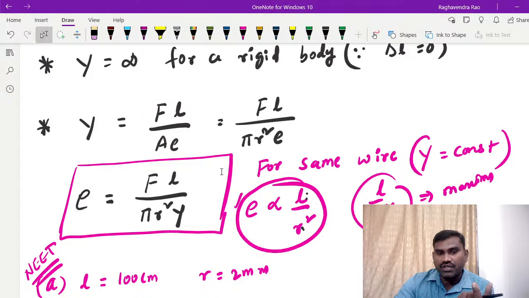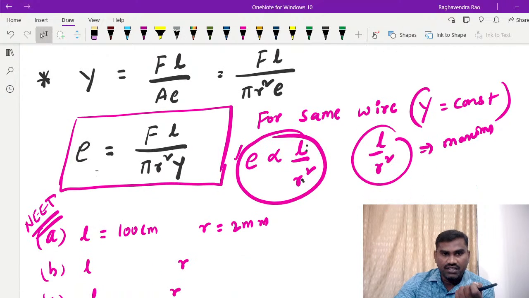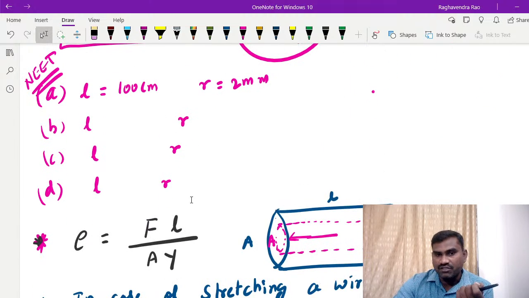So now we are going to discuss, with respect to elongation, how elongation changes in the case of different materials. Now in the place of area of cross section we can take, if it is circular area of cross section, in general a wire is in the form of a cylinder having circular area of cross section. That means C is proportional to L by R square. By using this L by R square ratio, they will give different wires of different length and breadth. From them we need to identify which one has higher Young's modulus or lower Young's modulus.